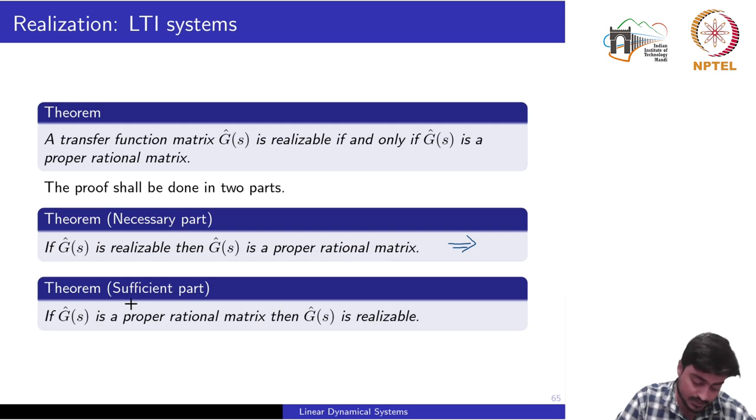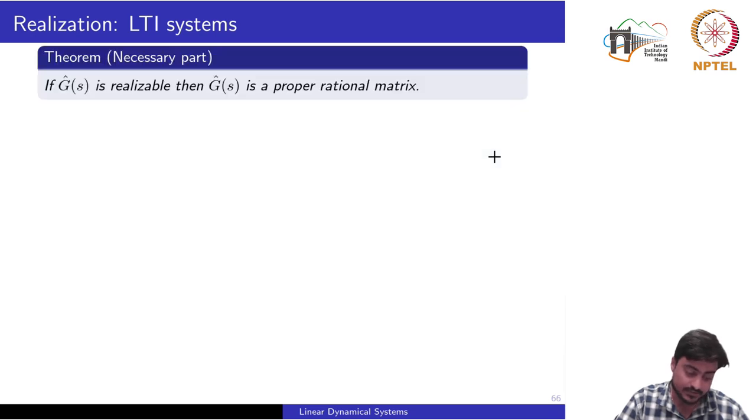The sufficient part, which is the converse of this part, says that if G hat of s is a proper rational matrix, then G hat of s is realizable. If this necessary and sufficient condition is satisfied, then the realizability of G hat of s is basically equivalent to saying that G hat is a proper rational matrix. Okay, so let's see the necessary part.